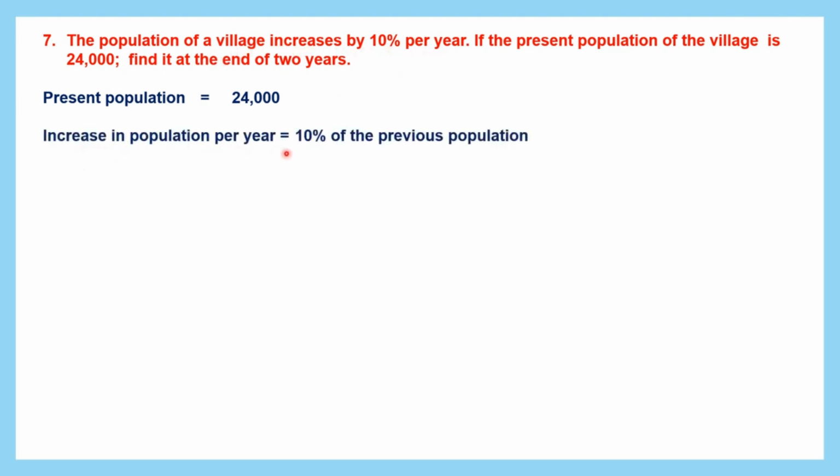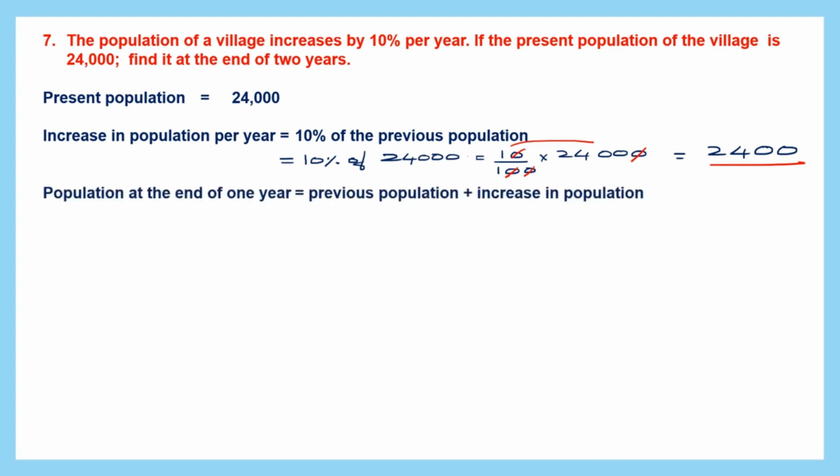So increase in population per year is 10% of the previous population. So that will be 10% of 24,000. That is the previous population. So let's work this out. So this is 10 by 100 into 24,000. So here I can cancel 1 0 here, 1 0, one more 0. So what do I have? I have 1 into 2,400. So the increase in population per year is 2,400. This is the first number. This is the increase in population.